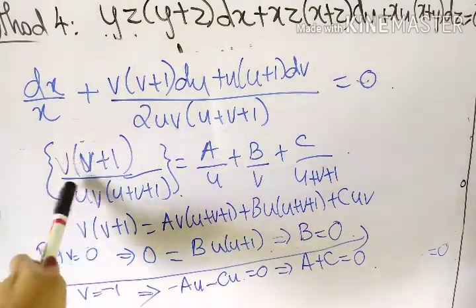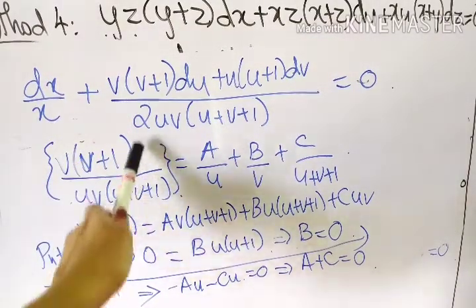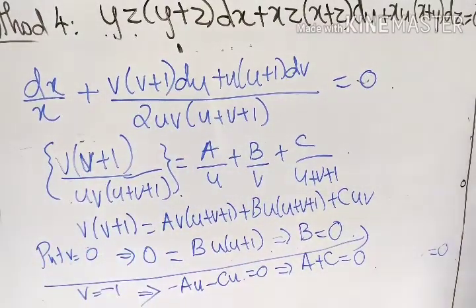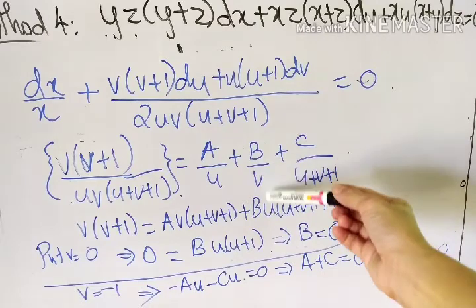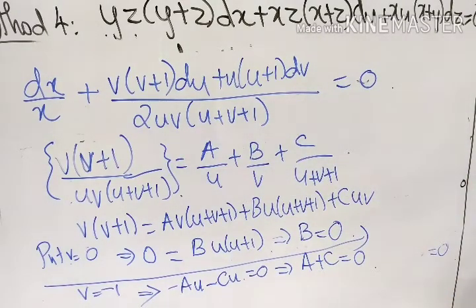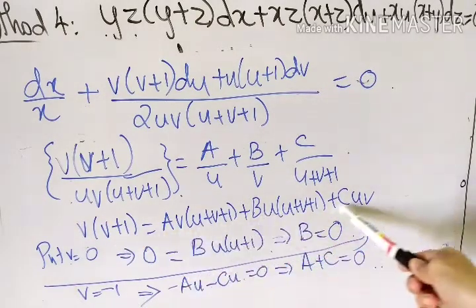Taking the first term, v into v plus 1 divided by uv into, I am just avoiding the 2 over here, uv into u plus v plus 1. I have written this as a by u plus b by v plus c by u plus v plus 1. Now as usual we find the values for a, b and c. Now this is the equation we get over here.